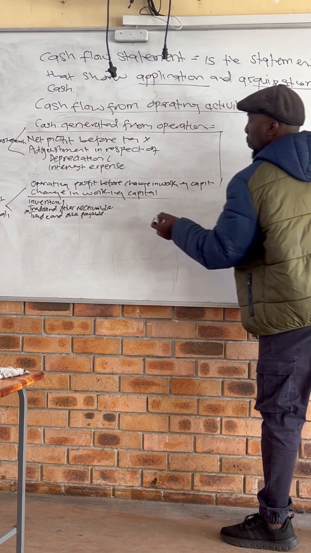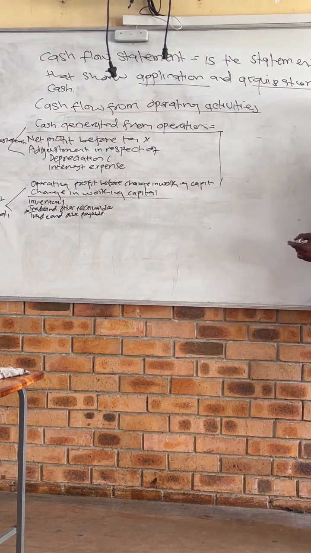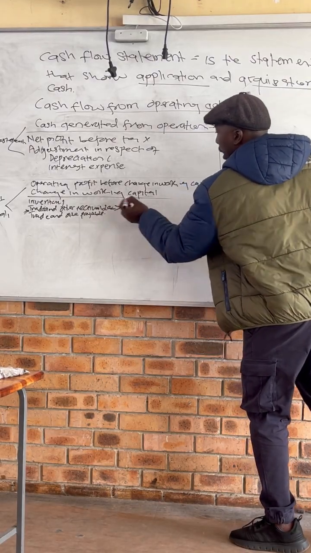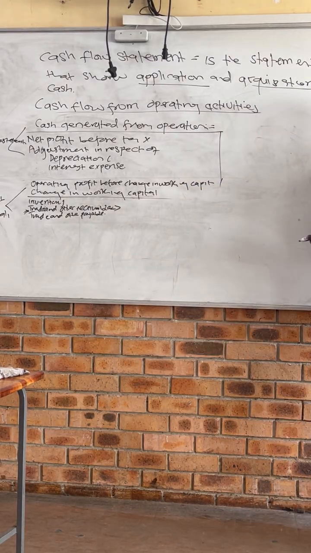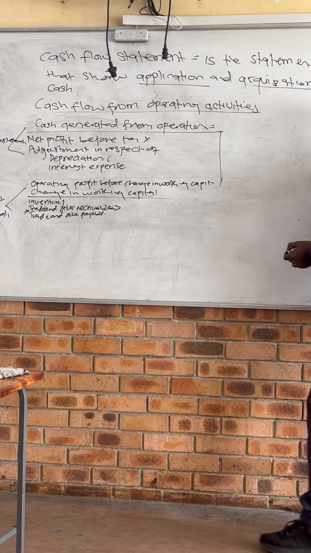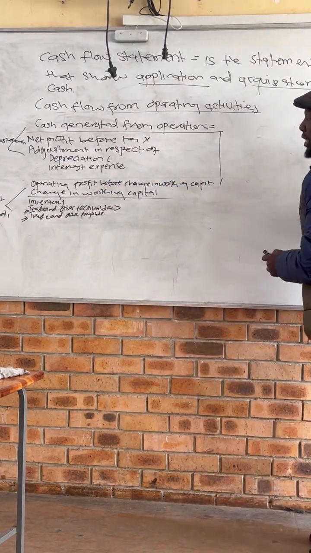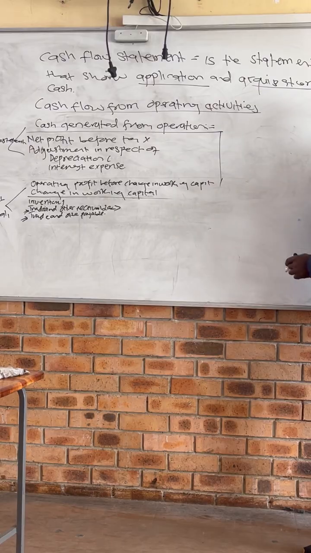They form part of your trade and other receivables, as well as your SARS income tax. So SARS income tax must be removed if you are given the note like this, because you are going to use the SARS income tax as you are preparing your income tax paid. Same applies to trade and other payables. If you have your SARS income tax and shareholders for dividend on this one, you must take them out because you're going to use them to prepare your dividend paid and SARS income tax.